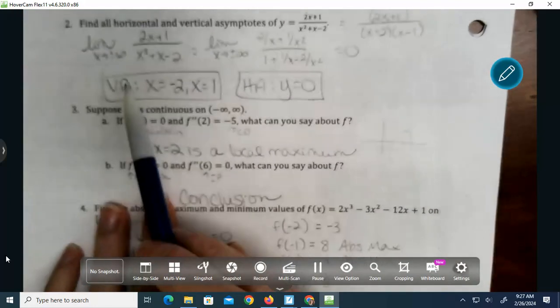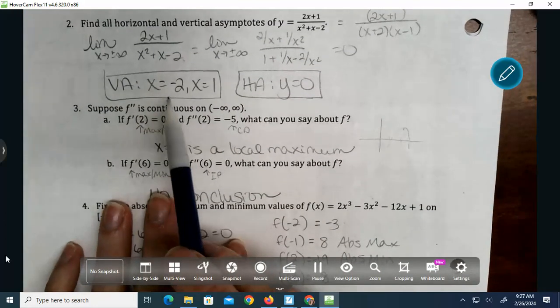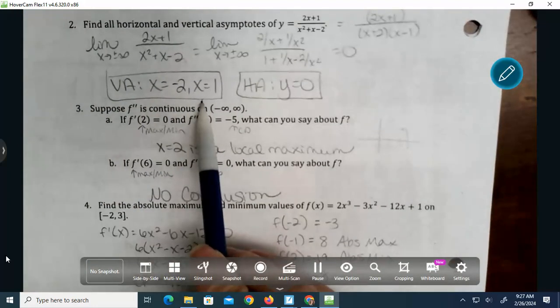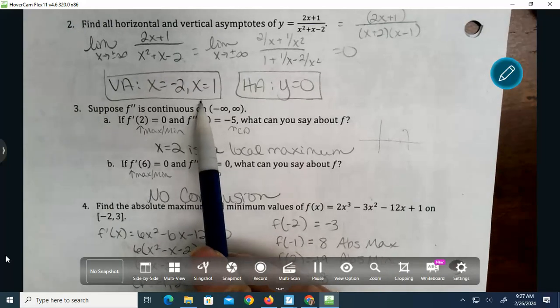I'm going to go to question 2. Question 2, your vertical asymptotes, x equals -2, x equals 1. Horizontal, y equals 0.